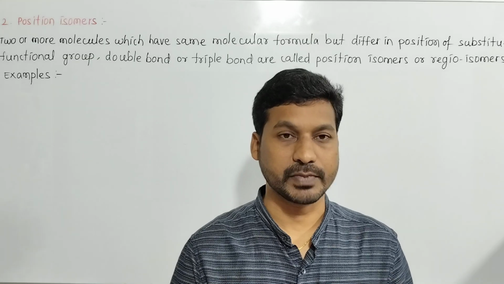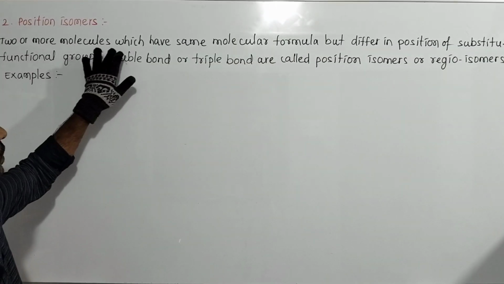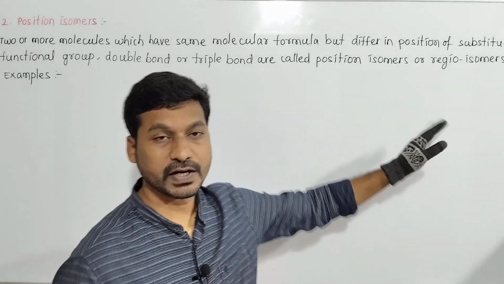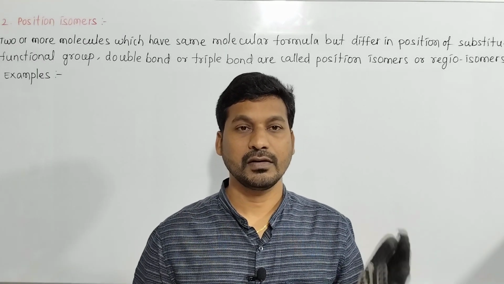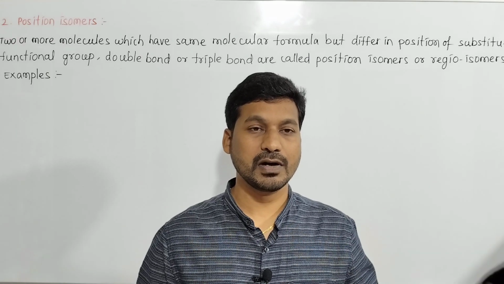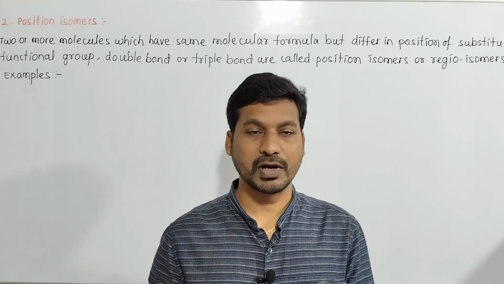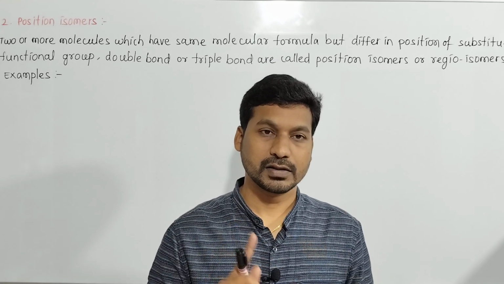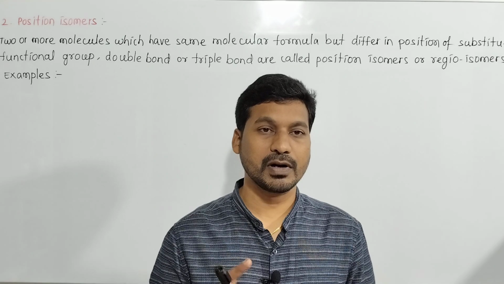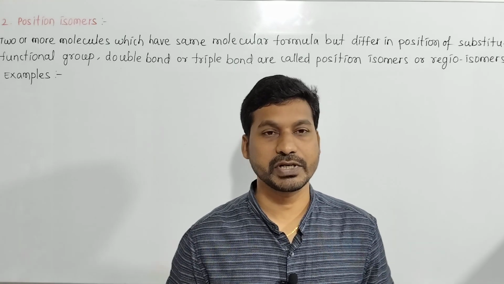Of structural isomers, in that first, position isomers. What are position isomers? Two or more molecules which have the same molecular formula but different position of substituent, functional group, double bond or triple bond. Molecular formula same, but those molecules differ by position of substituent or functional group or double bond or triple bond. Position different. Such isomers are called position isomers.